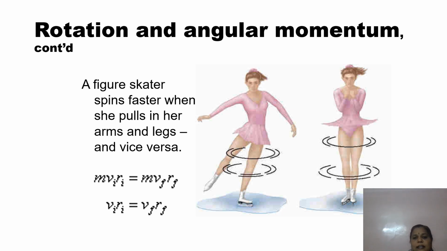Here again is an interesting example where you could find a skater spinning faster. You see the two cases. When the skater pulls her arms and legs inside, she is able to spin faster because she is reducing the radius, making the velocity larger, which means that the angular momentum remains constant, or conserved.